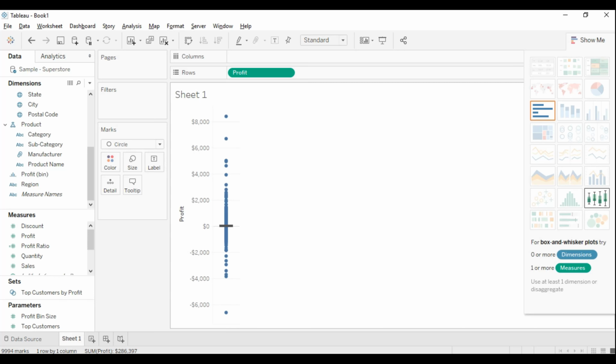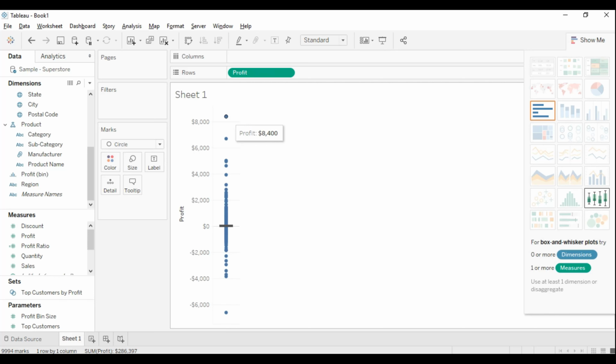Now look at it here. There is one profit, coming from either of the categories or sales, which is producing minus 6,600 in profit, which is actually a huge loss. There is only one point like that, but look at the other data points. Some data points give a high profit, as if 8,400 comes with only one sale.